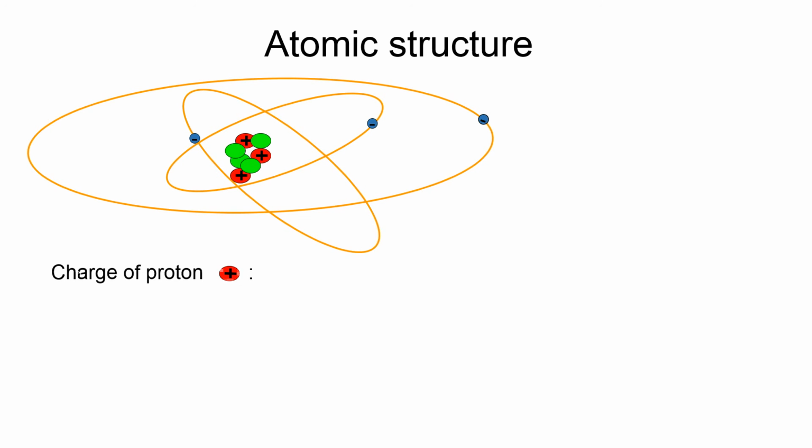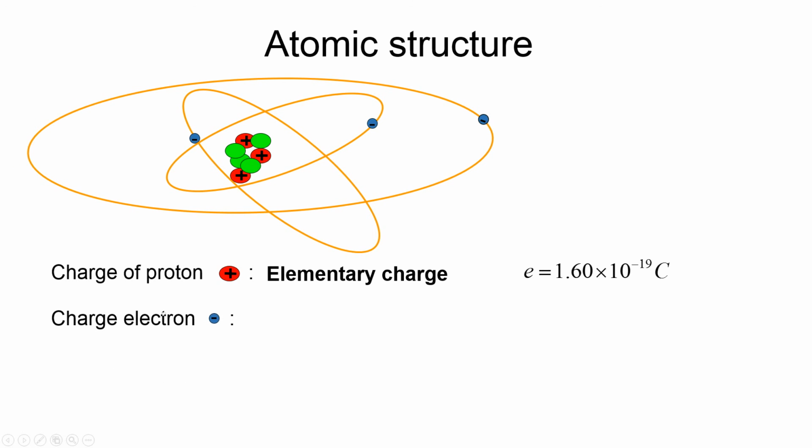The charge of one proton, plus, is the elementary charge. We find no smaller charge. The symbol is e for elementary charge, not for electron, and it is 1.60 times 10 to the minus 19 coulomb. The charge of an electron is minus the elementary charge. So all electrons have the same charge, all protons have the same charge. Minus the elementary charge is minus 1.60 times 10 to the minus 19 coulomb. Not to be confused with the symbol of the electron.